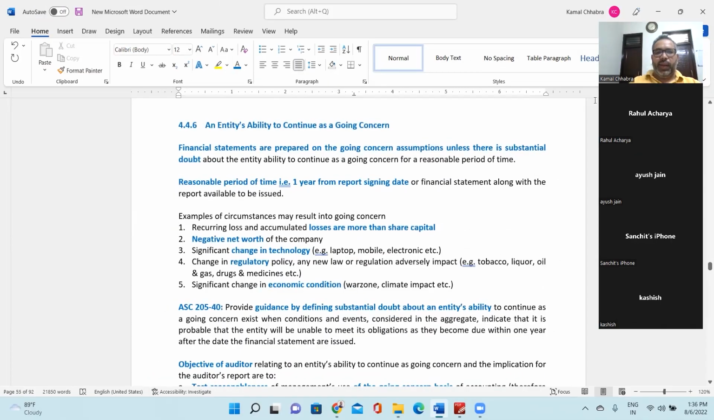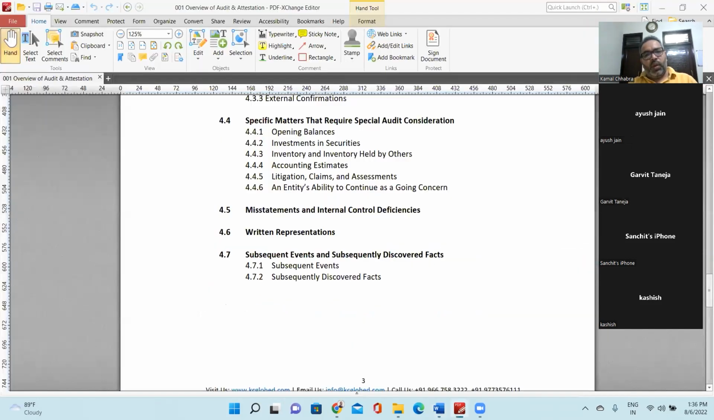Last topic, an entity's ability to continue as a going concern. So far we have covered 5 major topics: opening balance testing, investment in security, inventory and inventory held by others, accounting estimates, and litigation claim and assessment. Now we are jumping on to the last topic, which is an entity's ability to continue as a going concern.